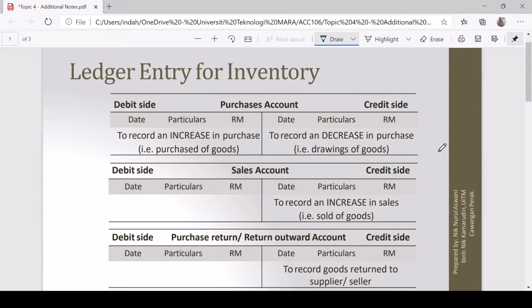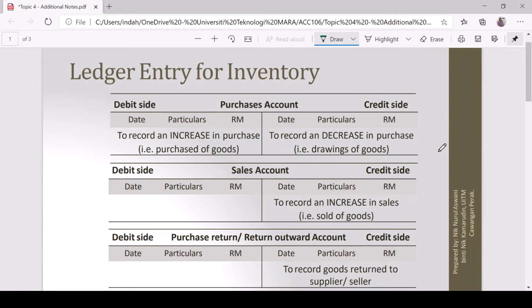So, ledger entry for inventory. This is where we record the movement of inventory. We are recording the inventory that comes in and the inventory that goes out. However, for the inventory, we did not open an inventory account. Instead, we prepare a purchase account for inventory that comes in, and a sales account for the inventory that goes out. So for any purchase of goods, for the inventory that comes in, we are going to record it in the purchase account.